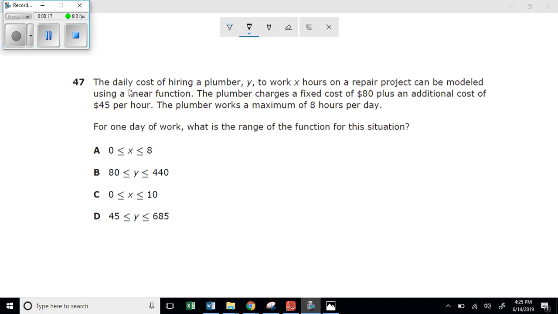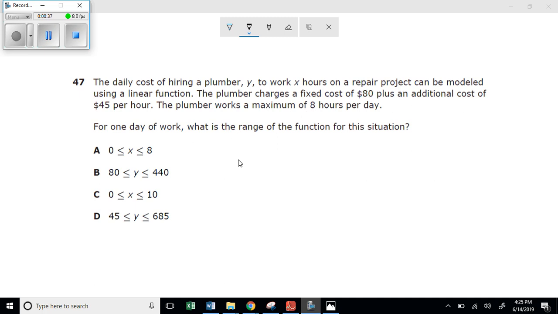The problem reads: the daily cost of hiring a plumber, Y, to work X hours on a repair project can be modeled using the linear function. The plumber charges a fixed cost of $80 plus an additional cost of $45 per hour. The plumber works a maximum of 8 hours per day. So we got some key information here.